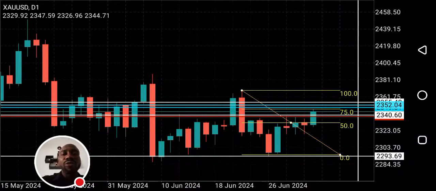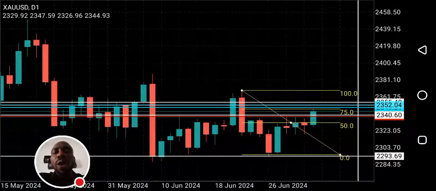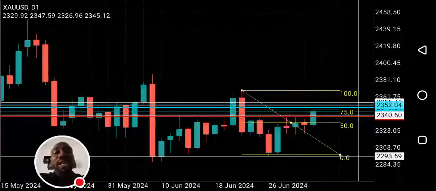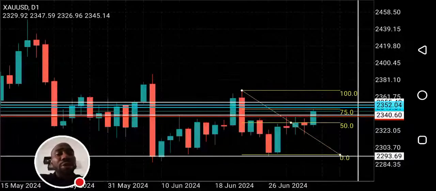All you need to look out for is a bearish reversal pattern on the 4-hour or 1-hour time frame. That is what you need to be looking out for right now. Once a bearish reversal pattern forms on the 4-hour or 1-hour time frame, it's a strong indication that the trend is changing from bullish to bearish.